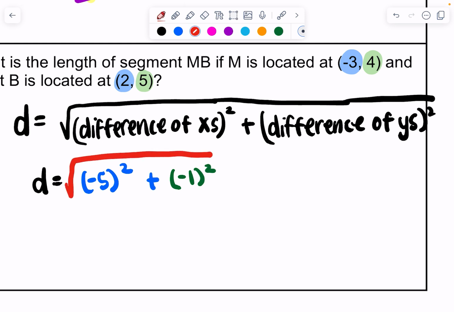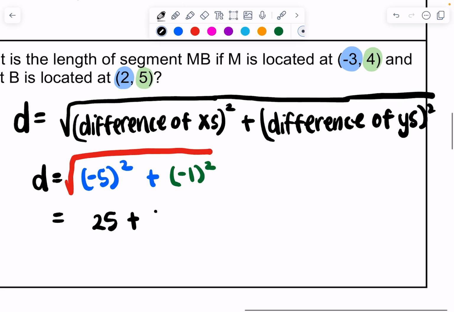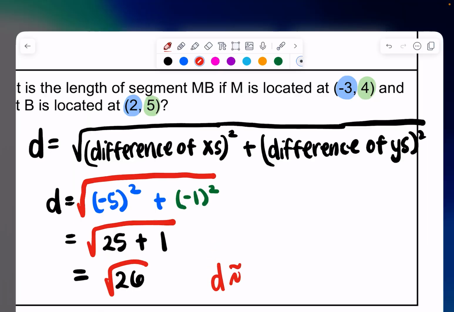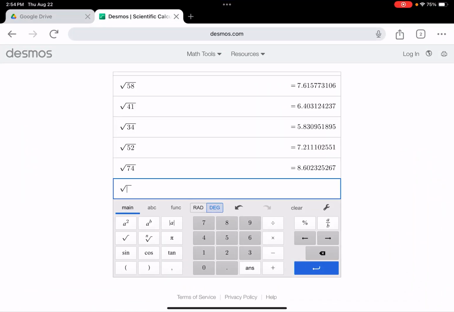So -5 squared. Remember, you must put it in parentheses in your calculator, otherwise it will not do it correctly. So -5 squared is -5 times -5, which gives you +25, plus -1 squared. -1 times -1 is +1. We're going to continue to simplify it underneath the radical symbol, and then we'll take the square root. So 25 plus 1 is 26, and then we're going to take the square root of 26, and we'll have to round to the nearest tenth for this one because it's not going to be a perfect answer. So D is approximately 5.1.